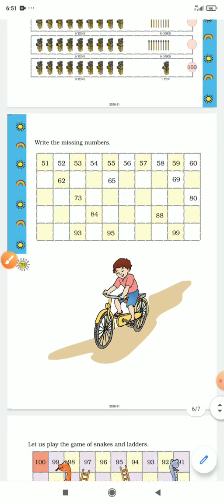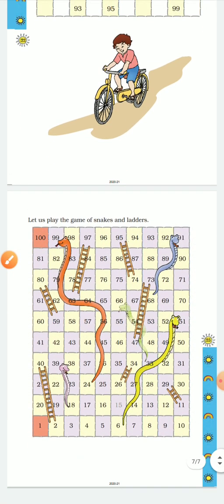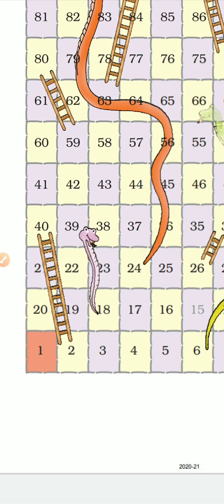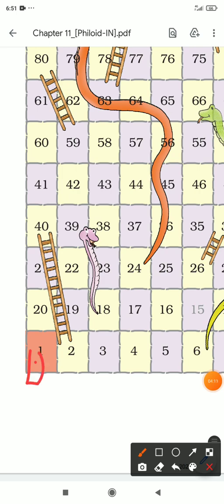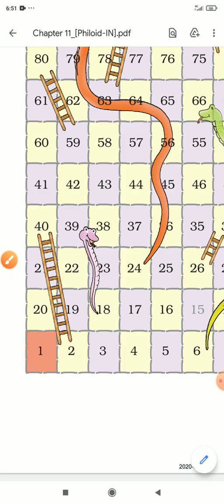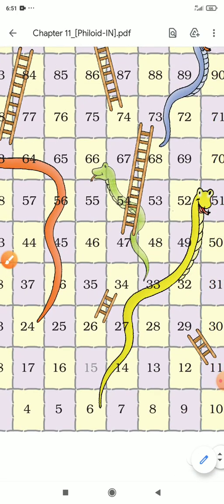Okay. Now children, here we have a game of snakes and ladders. You all know how to play Ludo. So here we have a snake and ladder game also in the book. If you have Ludo dice or Ludo tokens, put it here on one, and then take a dice and start playing with your elders, with your brothers, sisters, with your father and mother also.